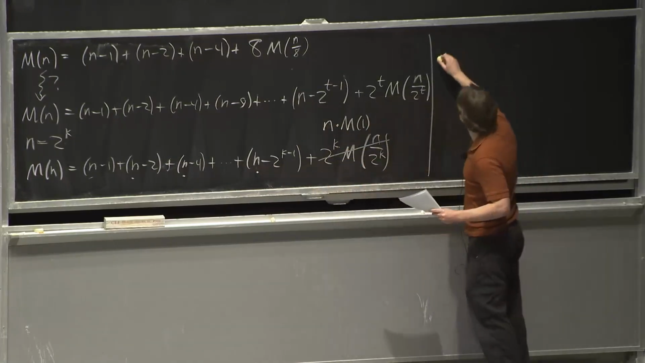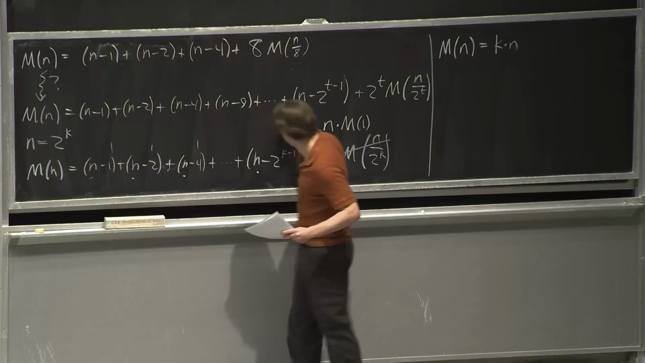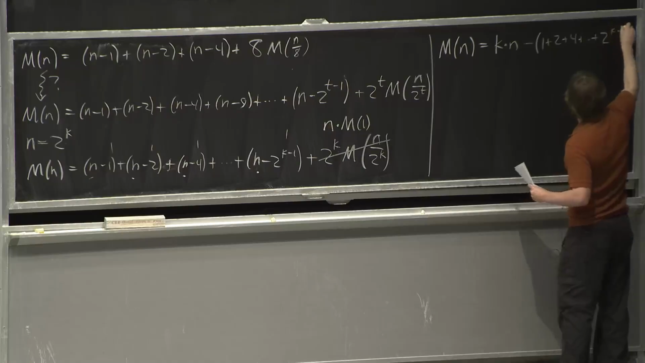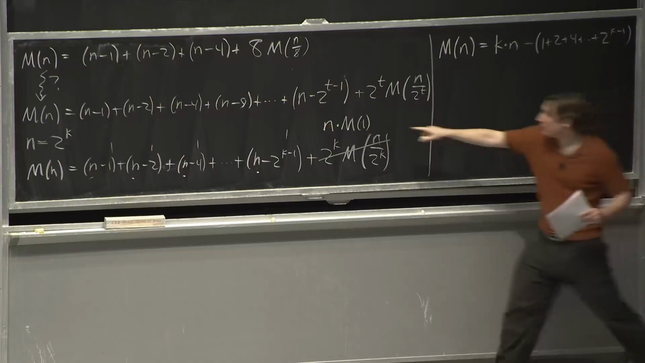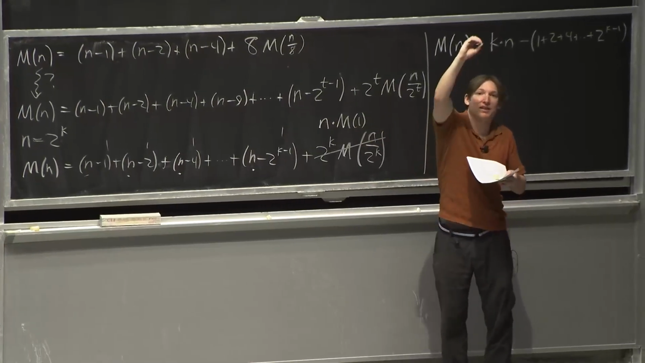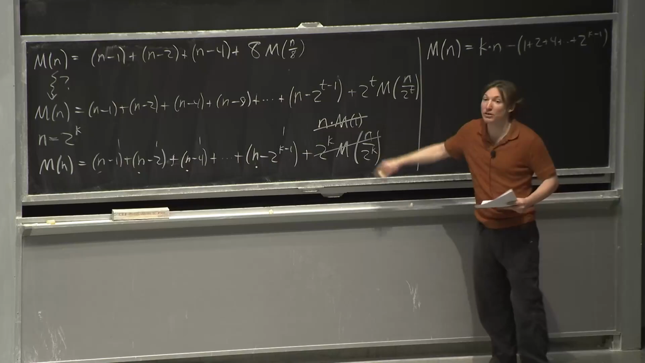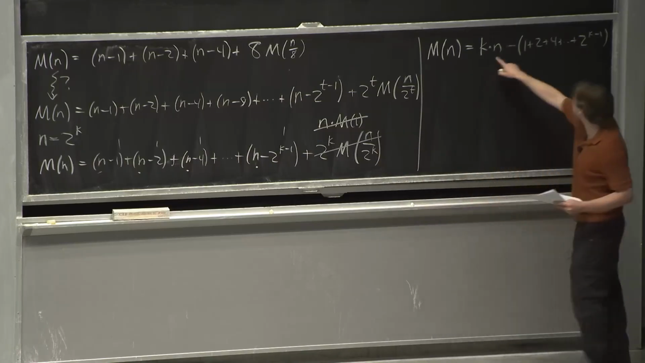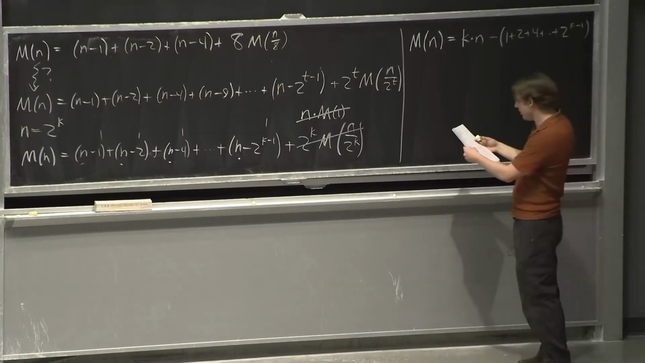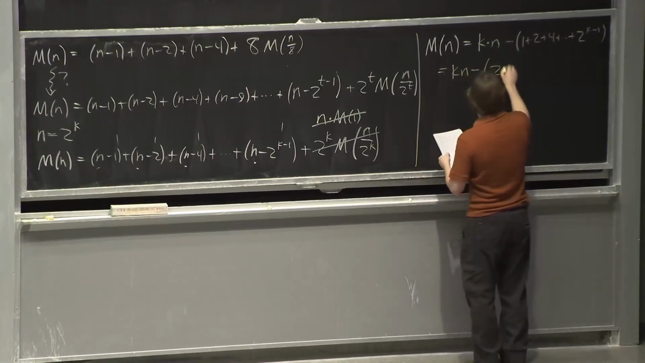So let's see what we got. How many n's did we have? We have k of them. This is k times n. Now let's deal with these parts that are being subtracted: 1 plus 2 plus 4 plus up to 2 to the k minus 1. And then this term here, what was M of 1 again? Excellent, 0. There's nothing to do when we have just one element. M of 1 is 0. So that whole term in fact disappears. And we're just left with this, which has kn and a geometric series. And we know formulas for geometric series. I'll spare us the details. This is going to be equal to kn minus (2 to the k minus 1).